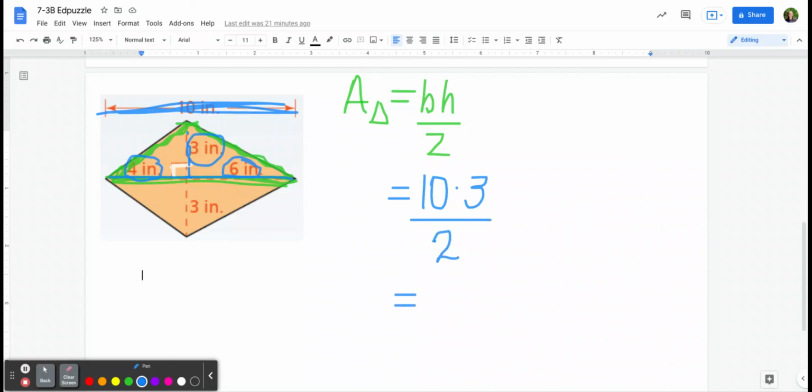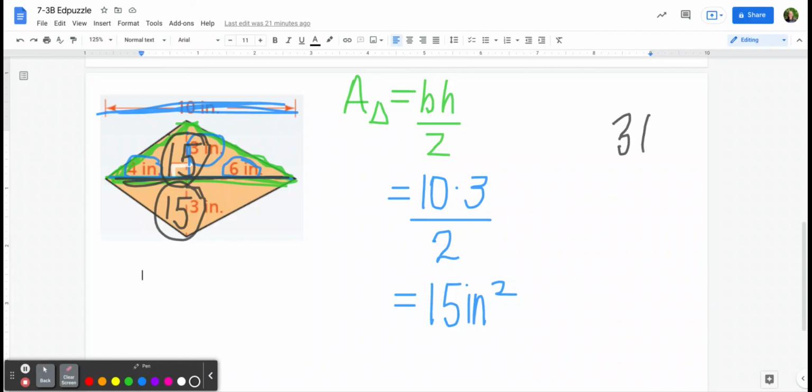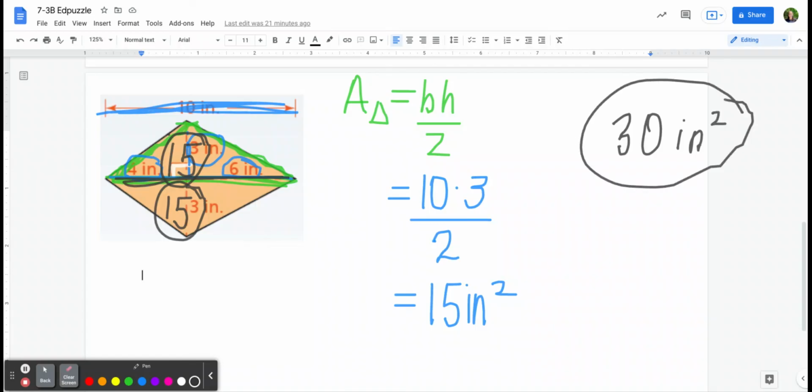The area of that green triangle would be 15 inches squared. Write it inside the shape. 15, circle it. I know that those 2 triangles are the same size. This bottom triangle would have the same base of 10, the same height of 3. So to find the area of that kite, I add 15 plus 15. My answer is 30 inches squared. 30 inches squared is the area of that kite.